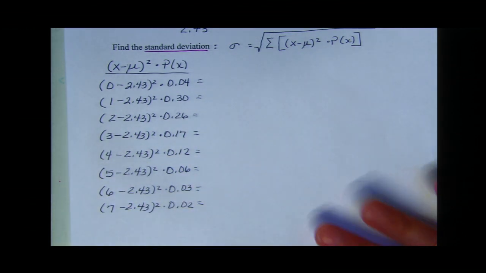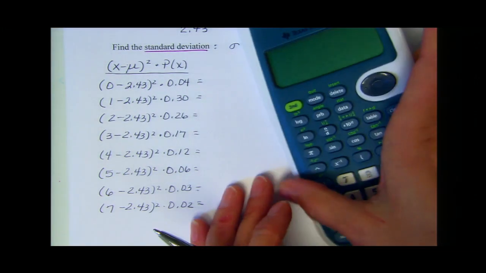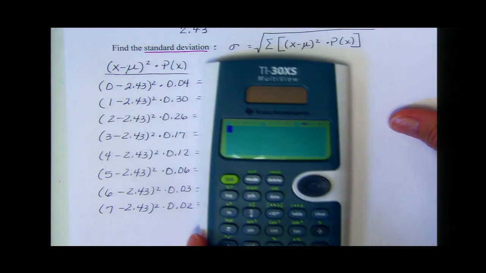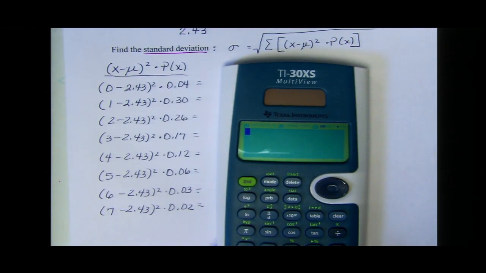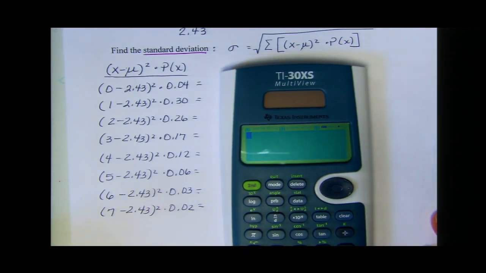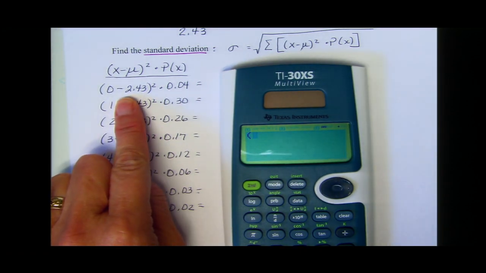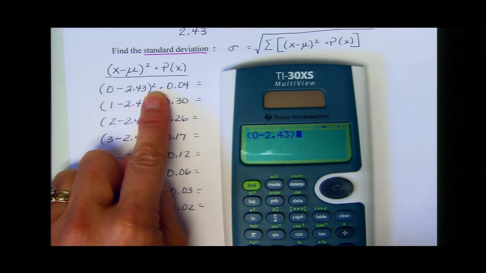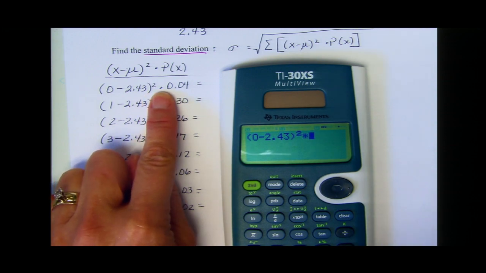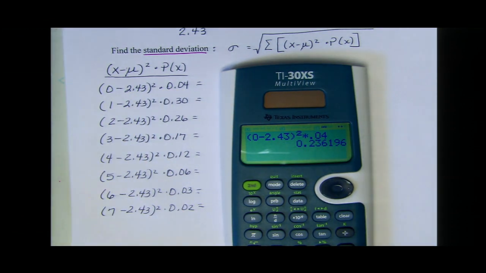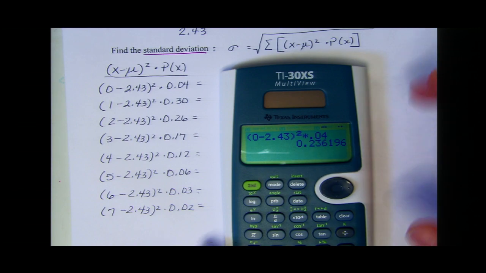Now, when I do these calculations, I'm going to show you how to put it into the calculator, because we're just going to put it into the calculator once and hit equals. It's pretty simple. Here I would do open parentheses, 0 minus 2.43, close parentheses, hit the squared button, times 0.04, and then hit enter. Now, I'm going to round to 2 decimal places. Again, be careful on WebAssign. Sometimes it'll ask you to go further out than that, but for notes, I'm going to go out to 2 decimal places, so that would be 0.24.